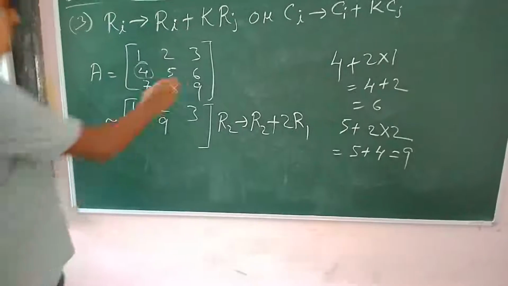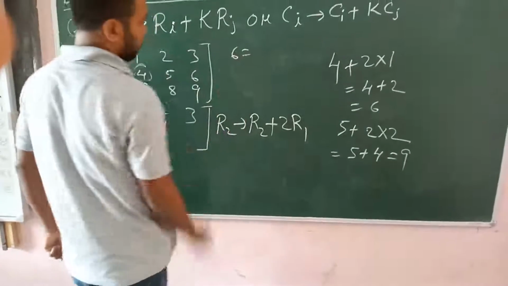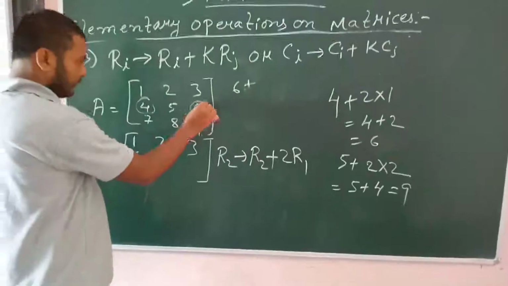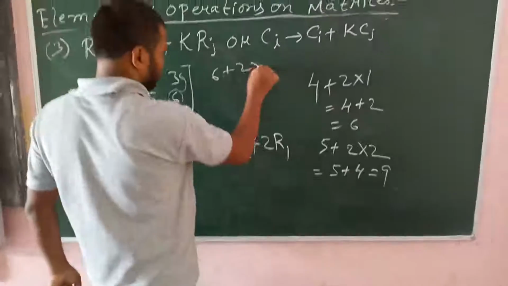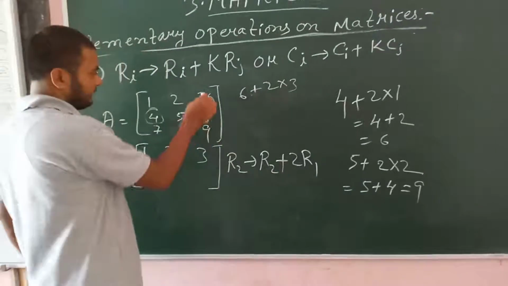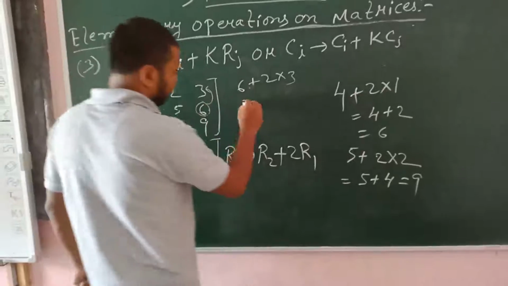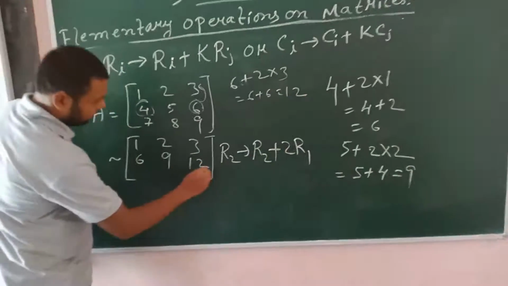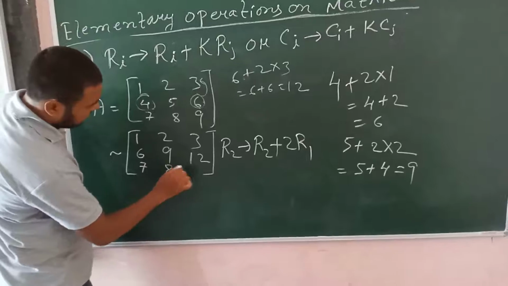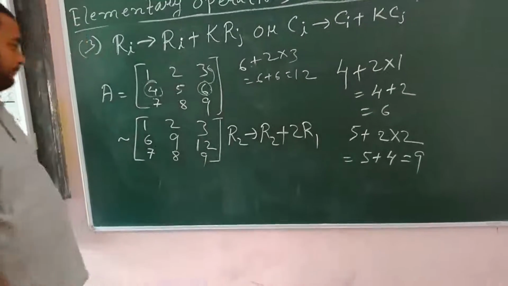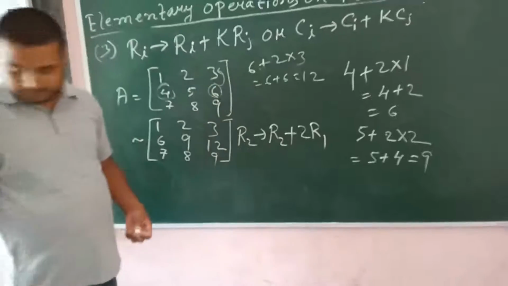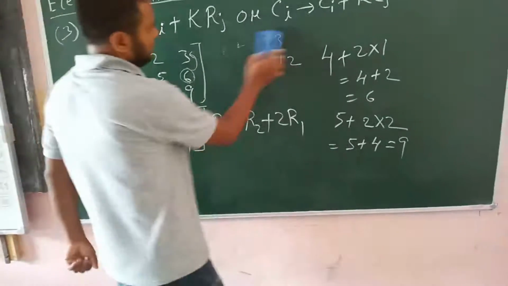Now the next element is 6. The element on top is 3, so 2 into 3. Directly you multiply the corresponding element: 6 plus 6 is 12. So the rows are 1, 2, 3, then 6, 9, 12, then 7, 8, 9. So this is the third operation on matrices.